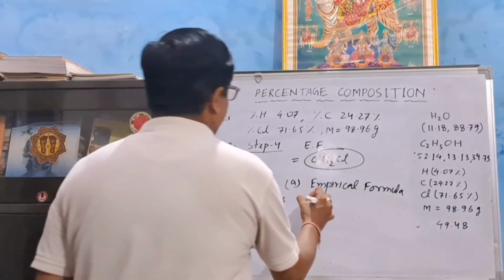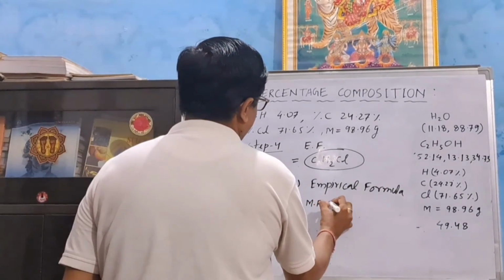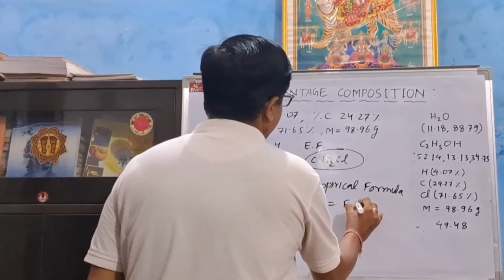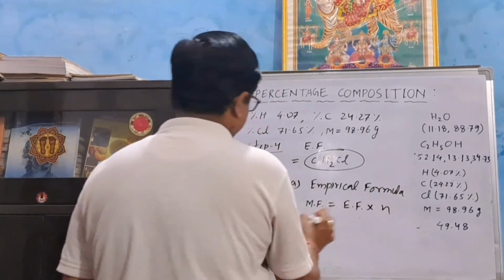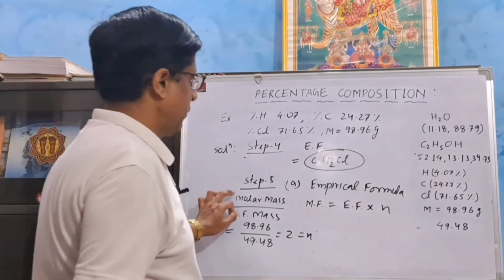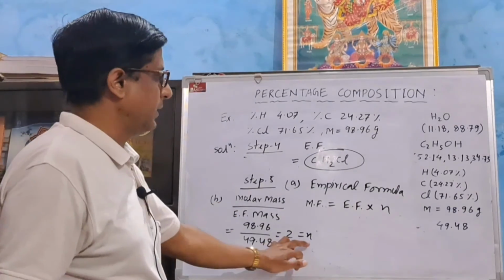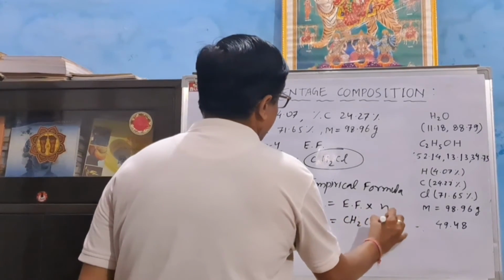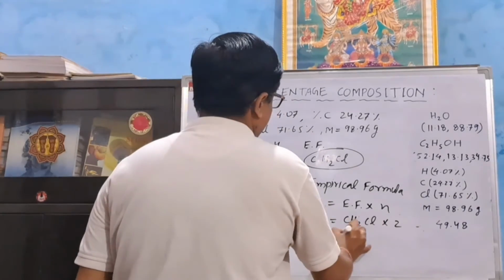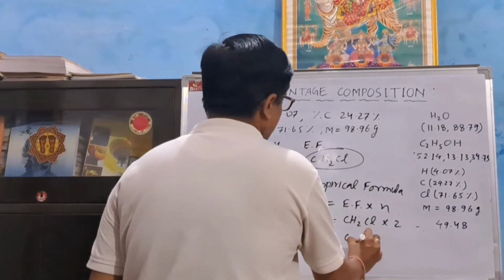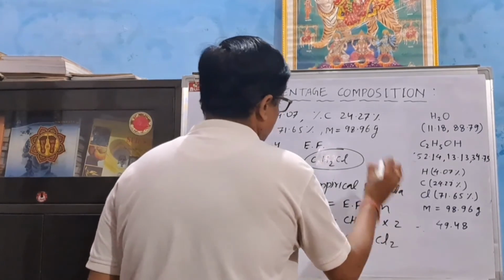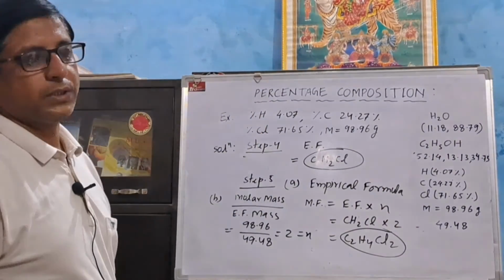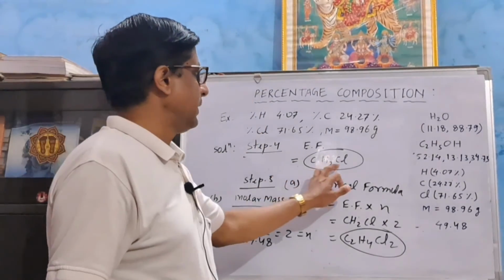Now we can obtain the molecular formula. Molecular formula is empirical formula multiplied by n. The ratio of molar mass and empirical formula mass is called n. The empirical formula is CH2Cl multiplied by 2. Therefore, the molecular formula is C2H4Cl2. The molecular formula of the compound is C2H4Cl2, while the empirical formula is CH2Cl.